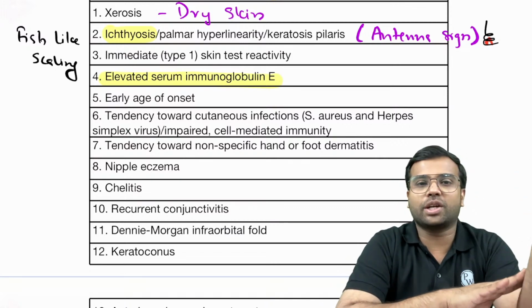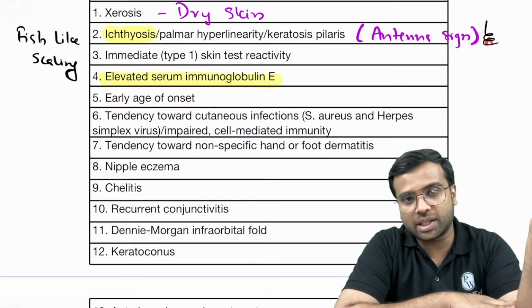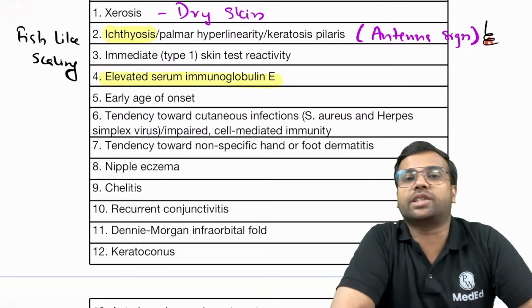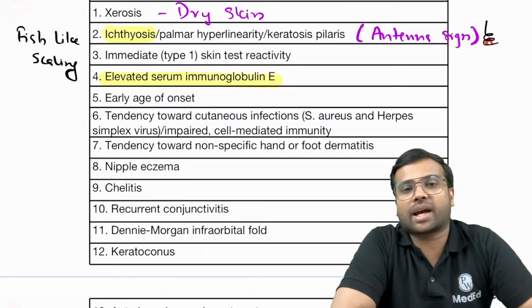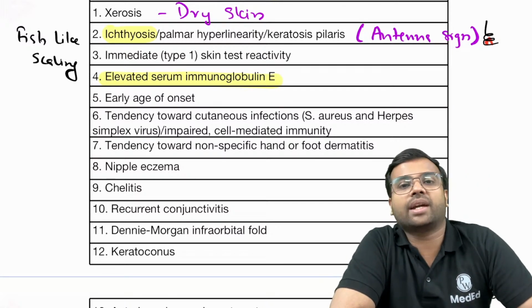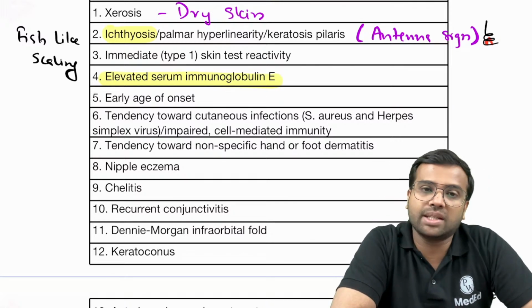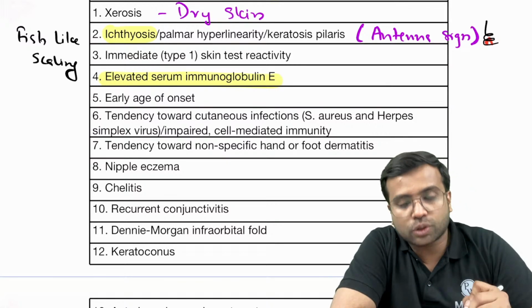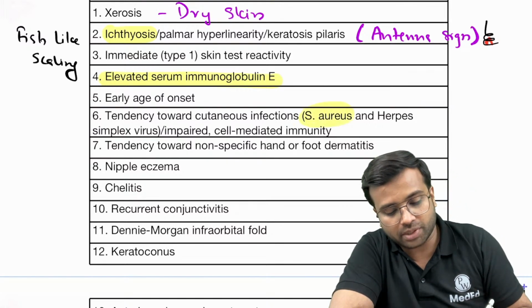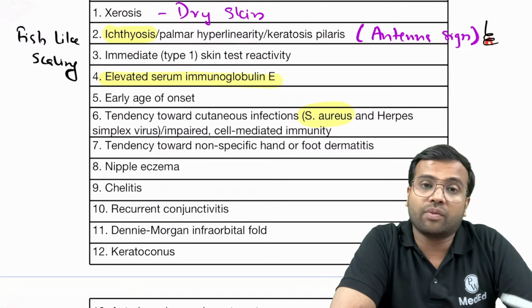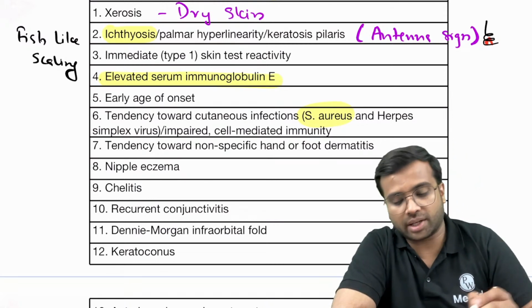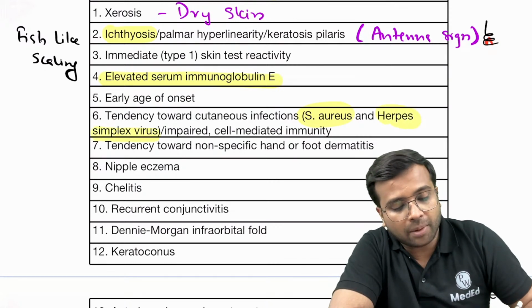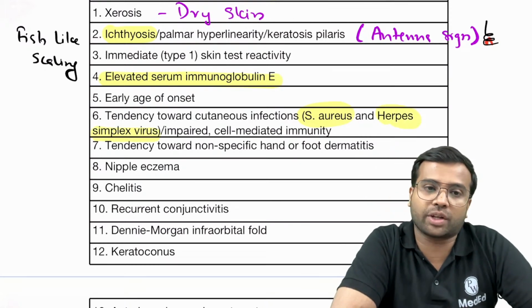Now, what will the patient do? They'll be repeatedly itching over the skin. Now, once there is repeated itching over the skin, there may be some cracks over the skin. Over these cracks, the patient can develop secondary bacterial or viral infections. The most common infection associated is Staphylococcus aureus, which is a bacterial infection. The most common viral infection that is associated is herpes simplex virus infection.